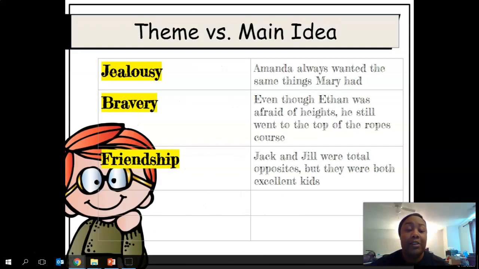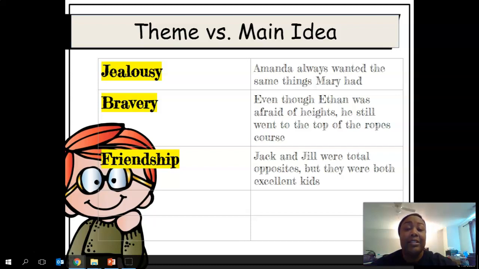So when we're talking about subject, topic, theme, jealousy, bravery, friendship, those are all topics that are going to lead you to your theme. Main idea is specifically about what it is that I've read. So, jealousy: Amanda always wanted the same thing Mary had. Bravery: even though Ethan was afraid of heights, he still went to the top of the rope course. And friendship: Jack and Jill were total opposites, but they both were excellent kids.